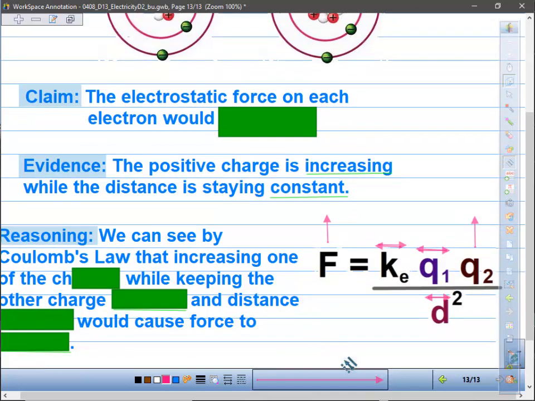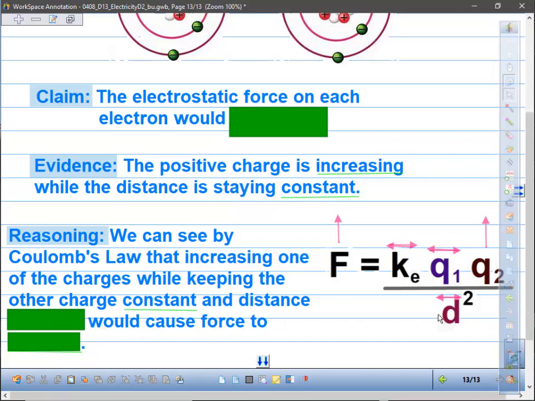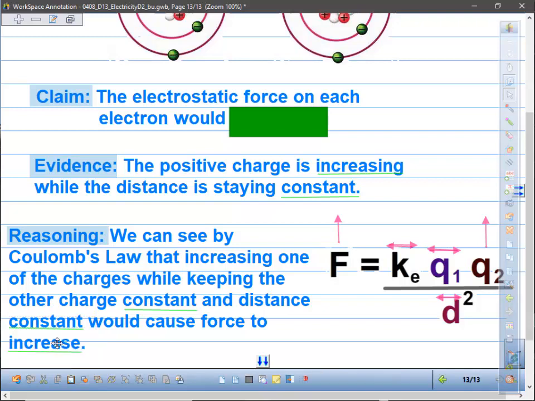So now we can fill in the words for our reasoning, okay? We can see by Coulomb's law that increasing one of the charges, right? We're increasing this charge while keeping the other charge, what are we doing to the other charge? It's constant, right? Staying constant. And distance, what's happening to distance? Staying constant. Will cause the force to do what? So what's the force doing? The electrostatic force is increasing.